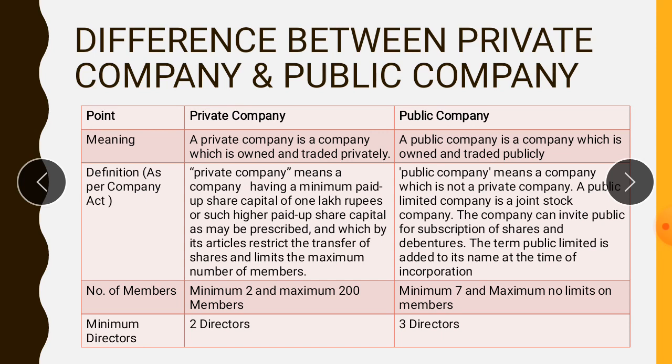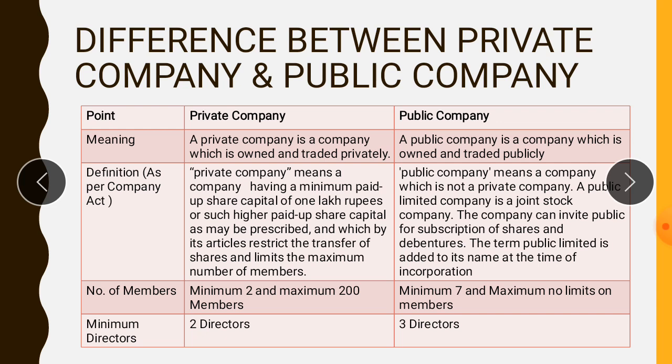In private company, there are two minimum members and maximum 200 members. Earlier it was 50 maximum members, but as per Amendment Act 2013, the number of members has raised. So in case of private company, there will be 2 minimum members and 200 maximum members. Now come to the public company. Minimum in case of public company, minimum 7 members and maximum there is no limit on maximum members of a public limited company.